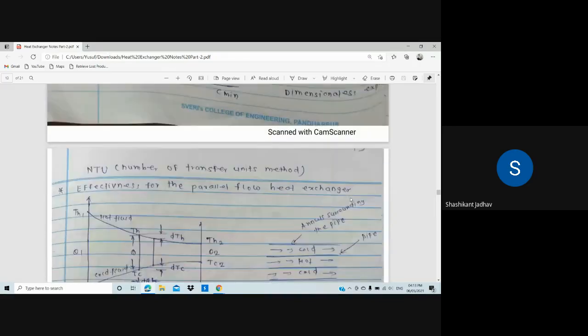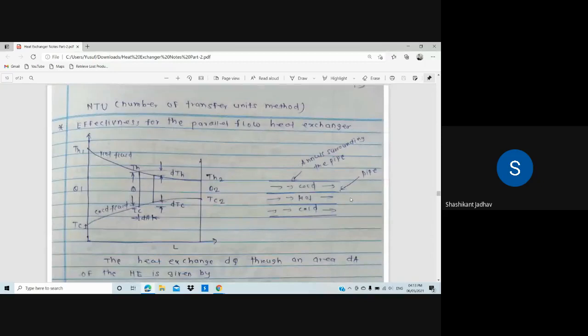इफेक्टिव्हनेस किंवा एनटीयू मेथड. जर तुम्हाला इनलेट आणि आउटलेटच्या कंडिशन माहिती असेल तर एलएमटीडी मेथडनं तुम्ही हीट एक्सचेंजर डिझाईन करू शकता. पण तुम्हाला इनलेट आणि आउटलेटच्या कंडिशन माहित नसतील, त्या वेळी आपल्याला हीट इफेक्टिव्हनेस अँड नंबर ऑफ ट्रान्सफर युनिट मेथड वापरावी लागेल.